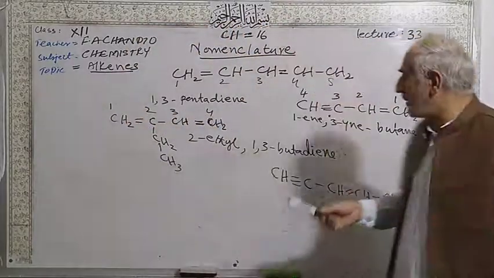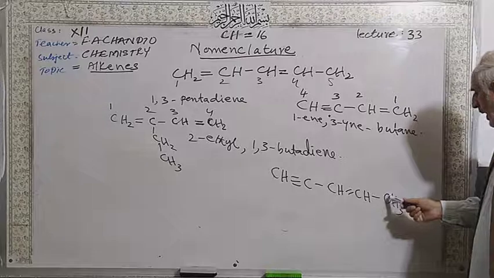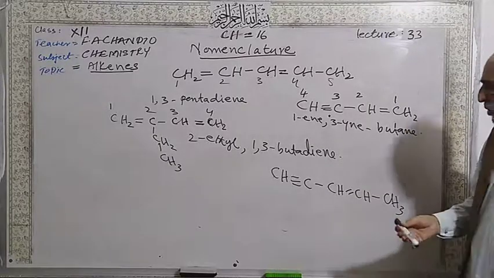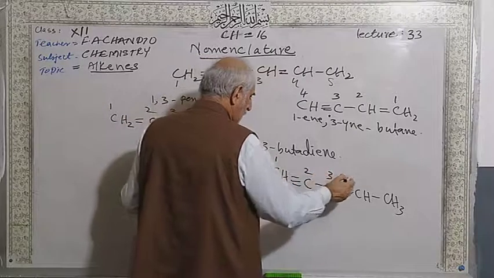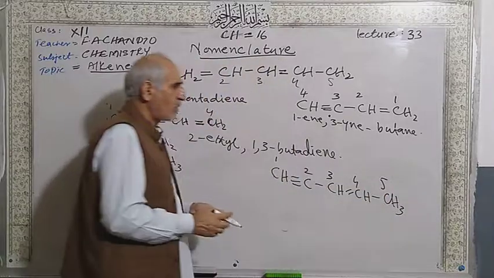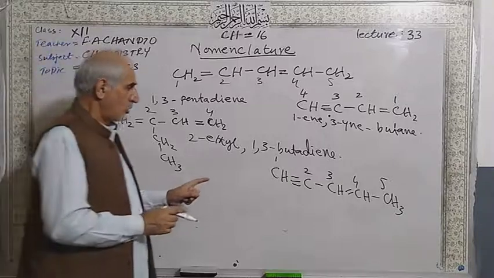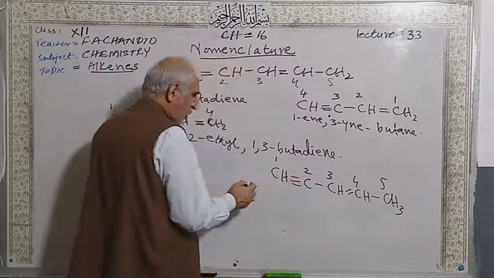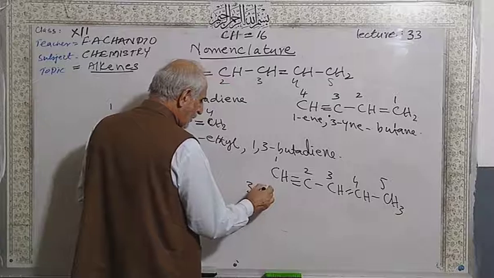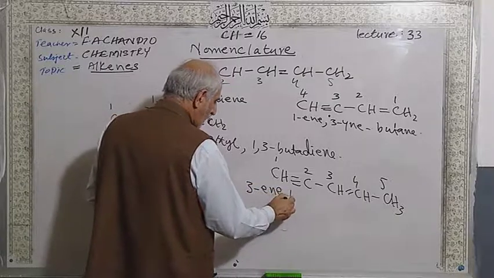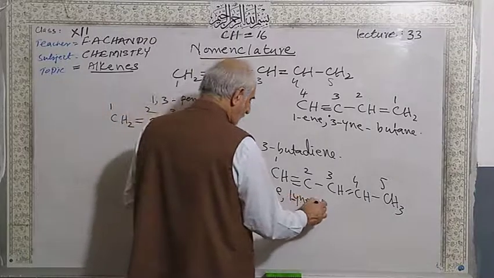But here in this case, the triple bond is at carbon number 1 and the double bond is at carbon number 2. So the triple bond is nearer: 1, 2, 3, 4, 5. Like this one. So that's why the name of this compound will be 3-en-1-yne pentane.